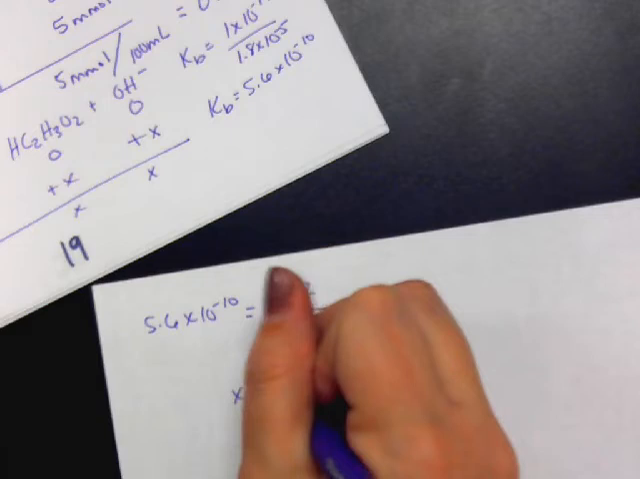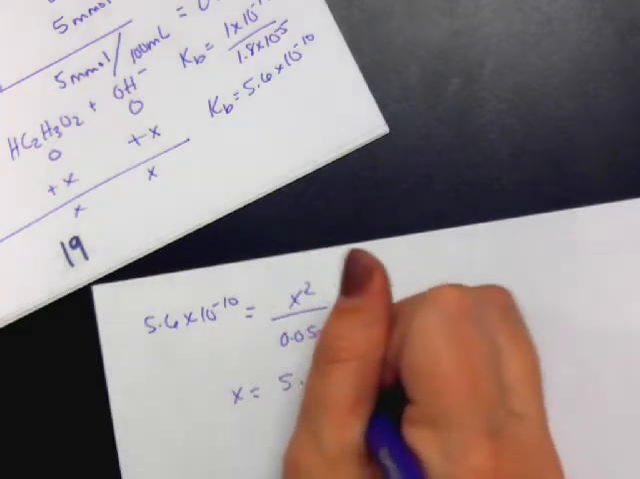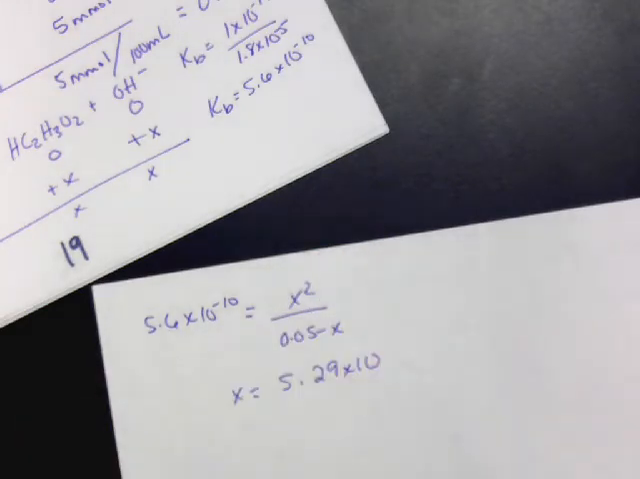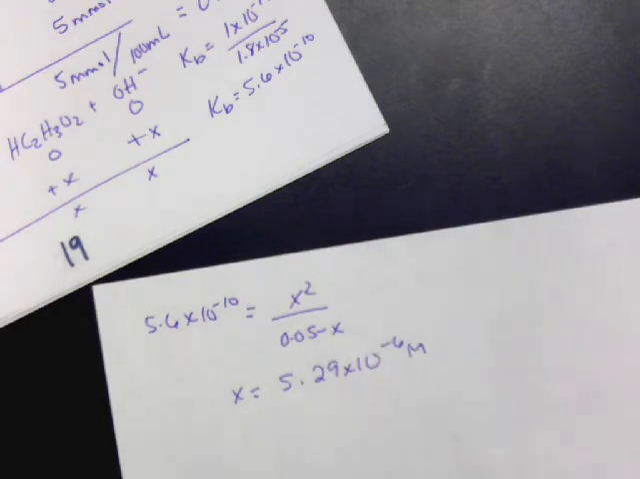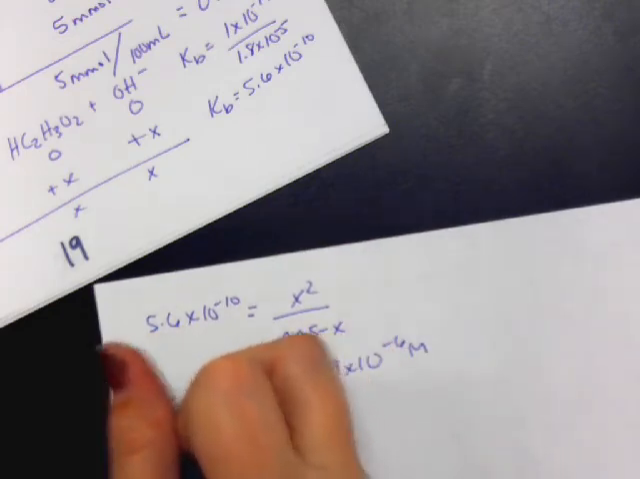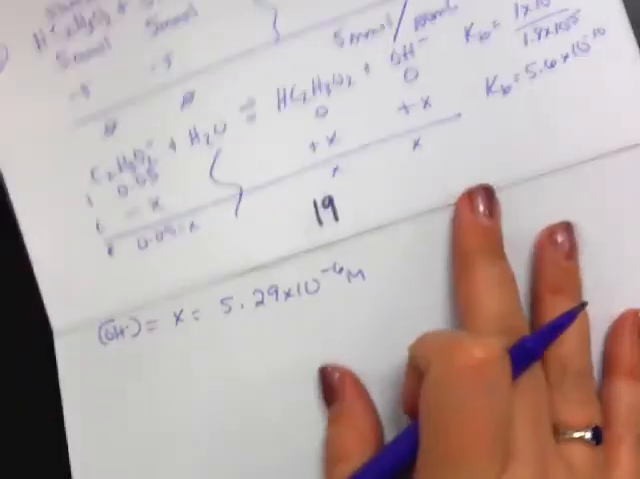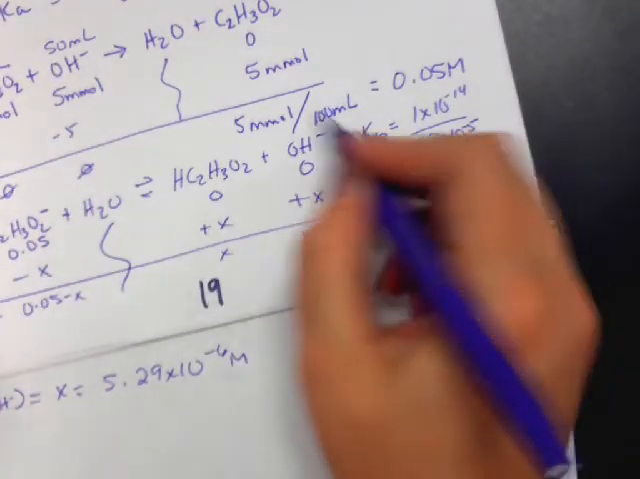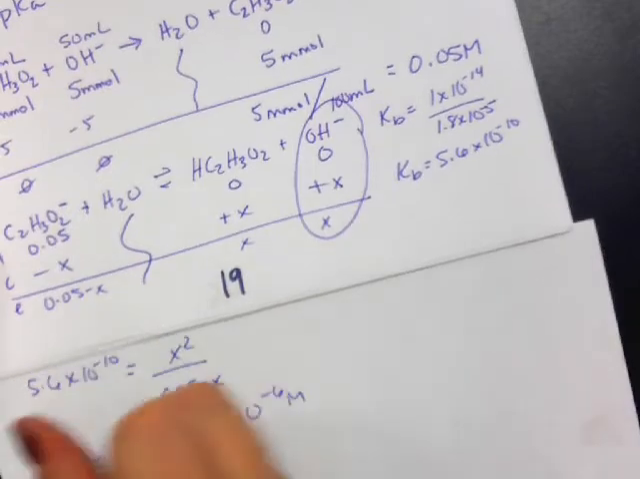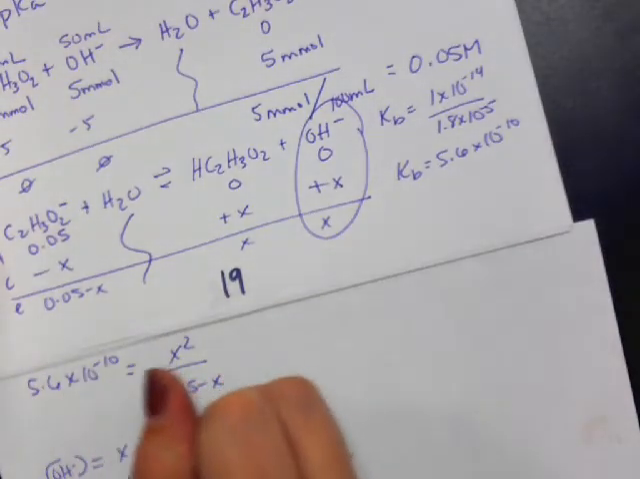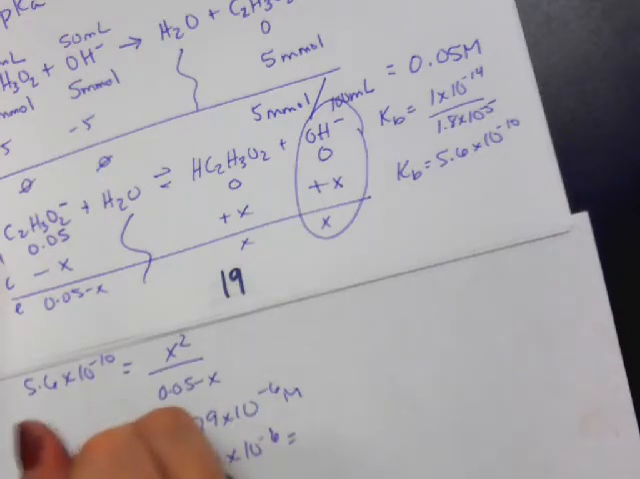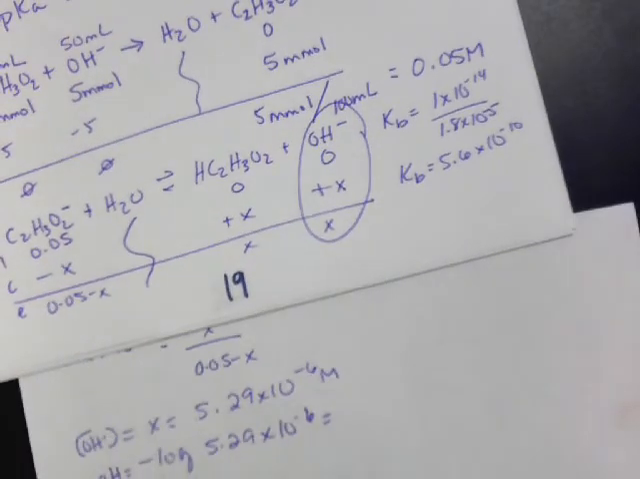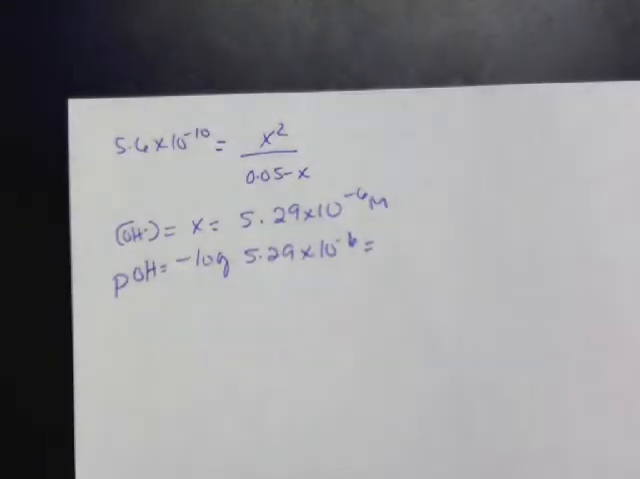And we get 5.29 times 10 to the minus 6. Again, that's hydroxide. If we refer back to our ICE chart, that's our x, our hydroxide. And so if we take the negative log of 5.29 times 10 to the minus 6, then that gives us our pOH. Oops, sorry. Okay, so we get our pOH.